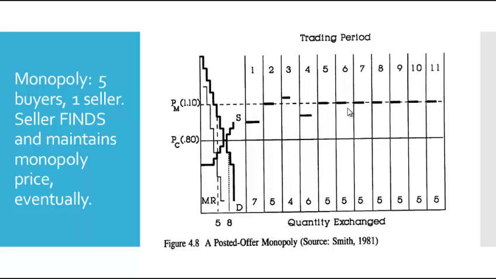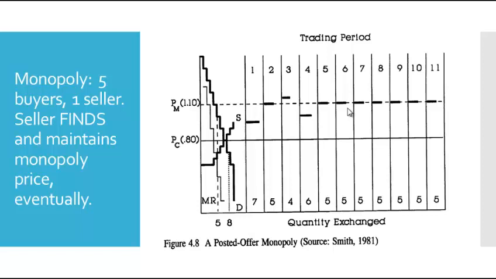So here is a simple experiment with monopoly. You have 5 buyers and 1 seller. You have a demand and supply situation. The monopoly price is calculated and it is 110. It's the vertical dashed line, and you can see in the first period the price starts at sort of midpoint between competitive equilibrium and monopoly price, and then in second period it jumps exactly to the monopoly price.